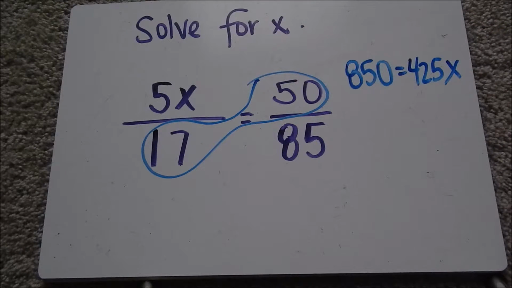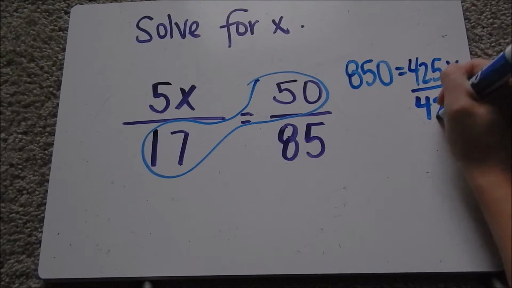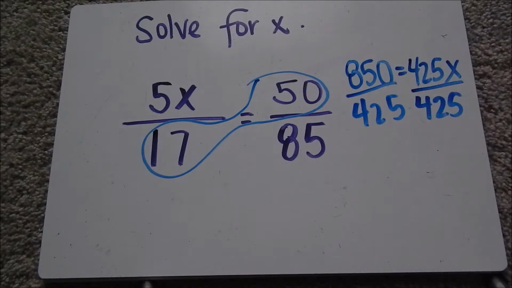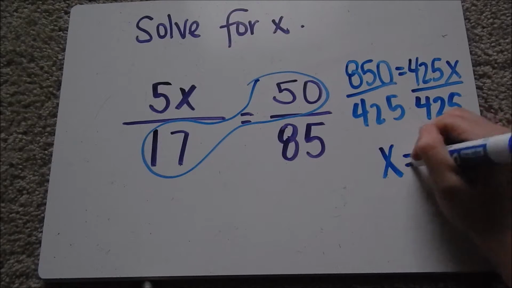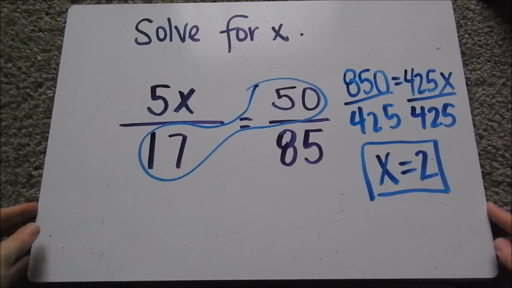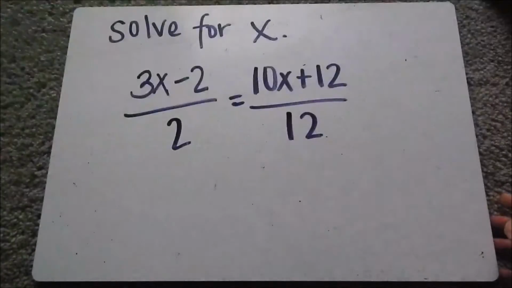425x. Again, to get x by itself, we're going to divide both sides by that 425. So we're going to do 850 divided by 425. And we get our answer, x equals 2. Okay, and moving on to our last example.